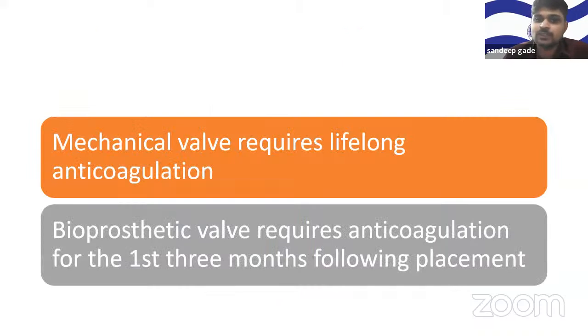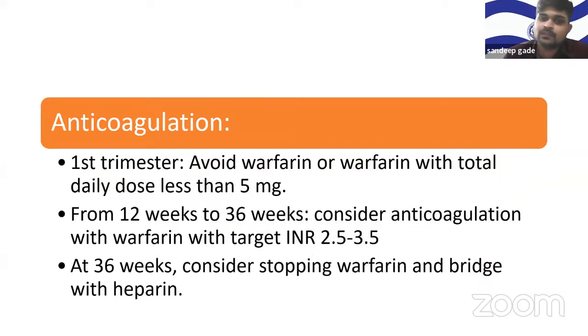Mechanical valve usually requires lifelong anticoagulation, but bioprosthetic valve requires anticoagulation only for the first 3 months following its placement. Anticoagulation in the first trimester, we usually avoid warfarin, or warfarin with a total daily dose of less than 5 mg can be continued. From 12 weeks to 36 weeks of gestation, consider anticoagulation with warfarin with target INR of 2.5 to 3.5. And at 36 weeks, we must stop warfarin and bridge with heparin.